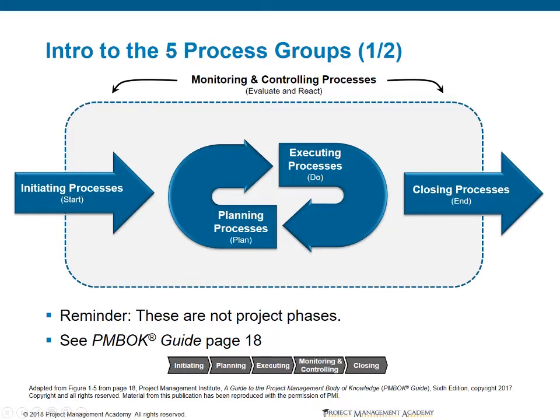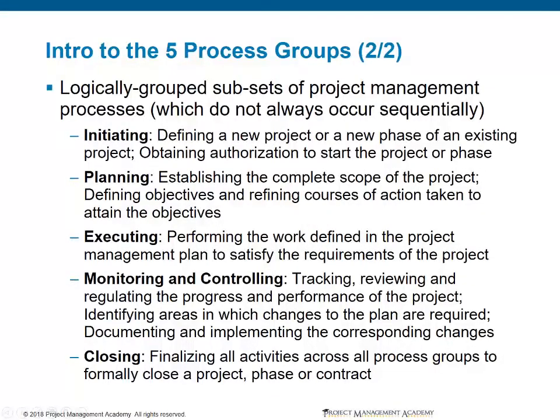It is very important to remind you, process groups are necessary in every project. We will always have all 5 process groups invoked. Phases are optional. If we decide to subdivide the project in some way, that would be a phase. Every phase would also use all 5 process groups. So a process group is a logically grouped subset of project management processes.